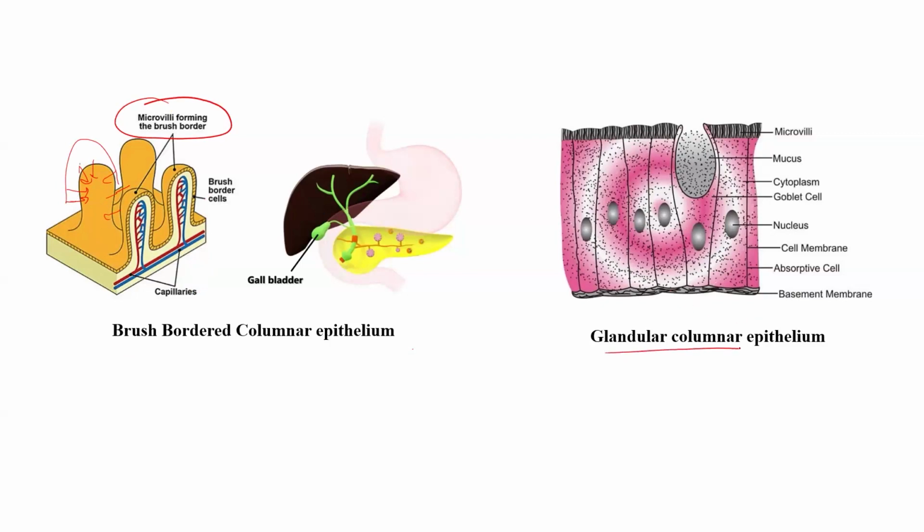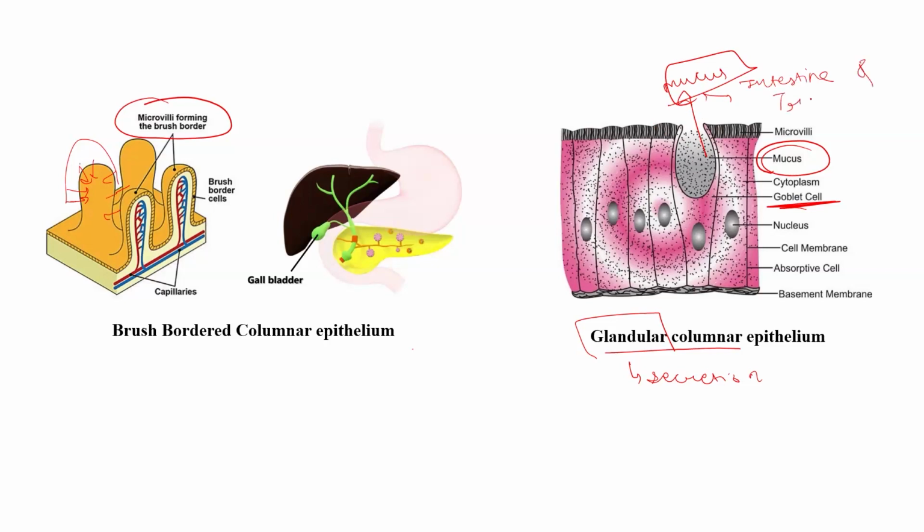Then we can have the glandular columnar epithelium. Glandular columnar epithelium, as I mentioned, helps in the secretion. So they secrete the mucus. They have the goblet cells. These goblet cells help in the secretion of the structure which is known as the mucus. This mucus is present in the intestine. It lines the intestine and the trachea. So, simple columnar epithelium is present as the microvilli of the intestine, and the glandular type is present in the intestine and in the trachea.